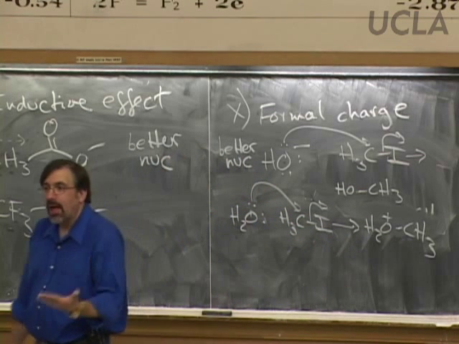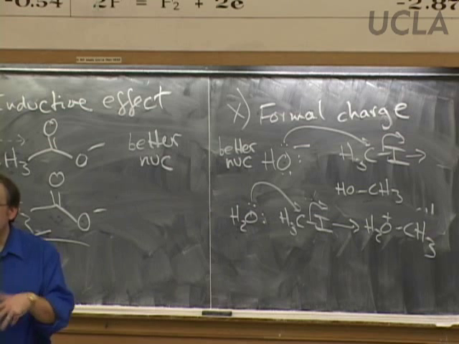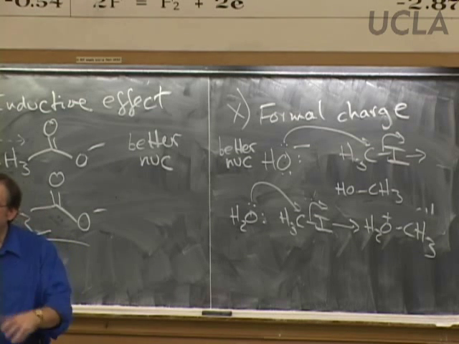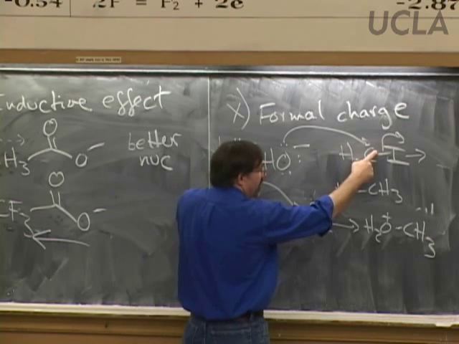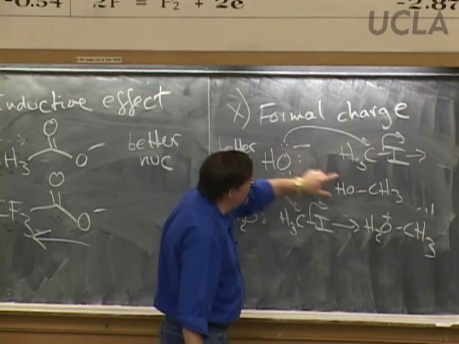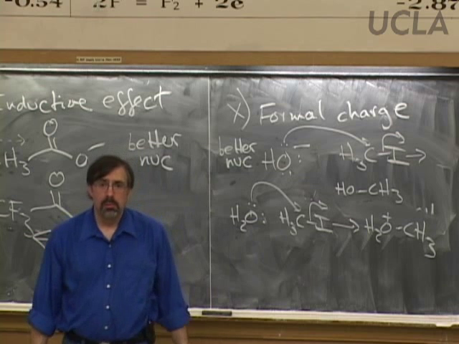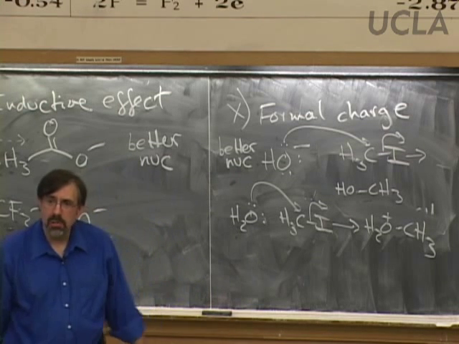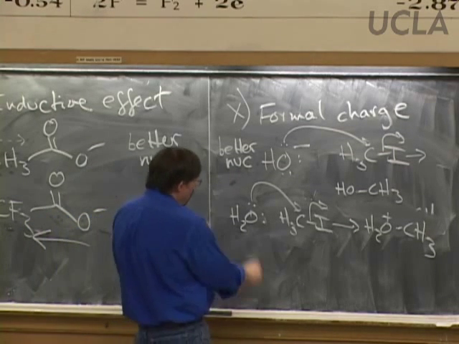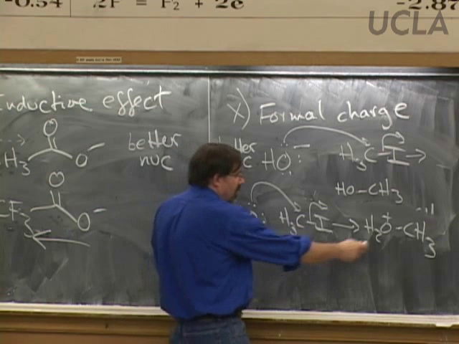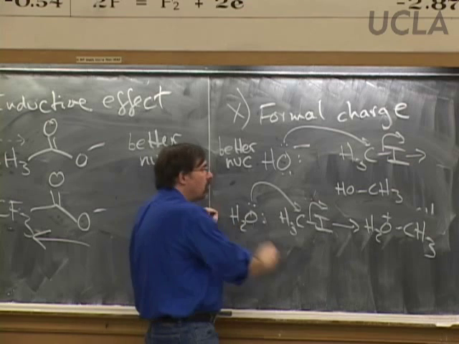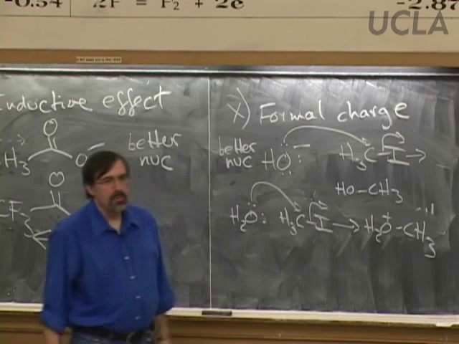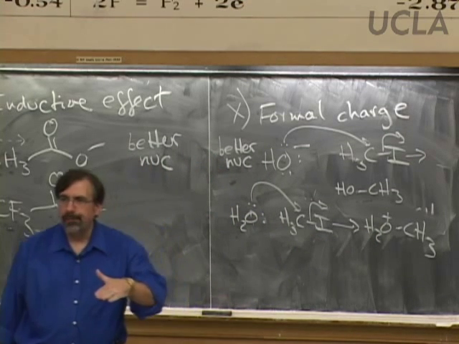Now, atoms like to be formal charge neutral. They would rather be neutral than negative or positive. So here's another way to look at this. When hydroxide reacts in the SN2 reaction, it goes from negative to neutral. That's good. It's getting rid of excess electrons. It's happy. It's neutral. When water acts as the nucleophile and it goes to make this oxonium ion, it goes from neutral to positive. Doesn't like that. It would rather be neutral.